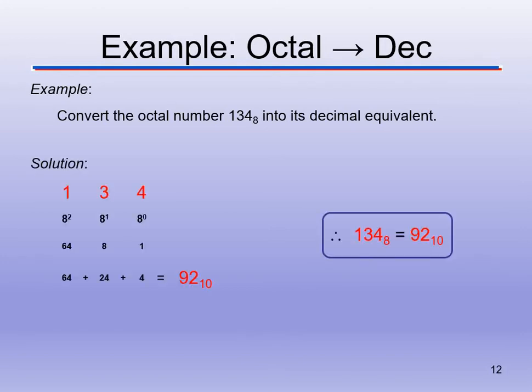So 8 to the 0 is 1, 1 times 4 is 4. 8 to the first is 8, 8 times 3 is 24. Alright, 8 squared is 64, 64 times 1 is 64. And when I add all those up, 64 plus 24 plus 4 is 92 in decimal. So there's how I've gone from octal to decimal.